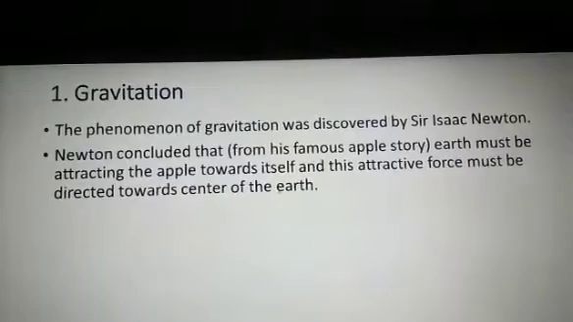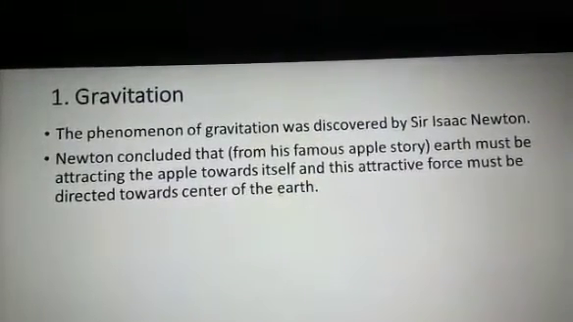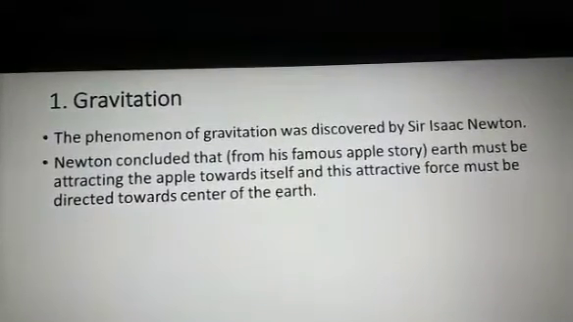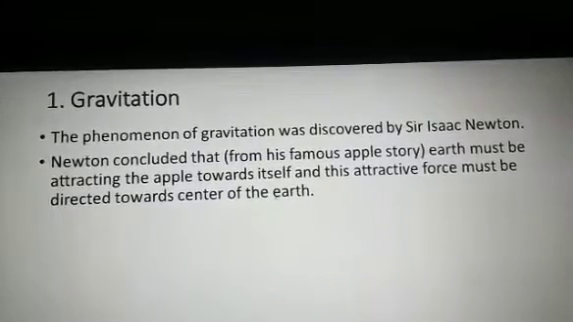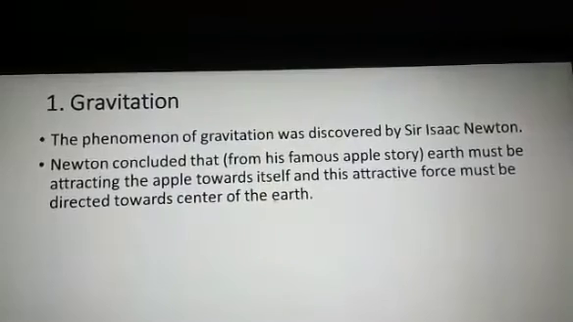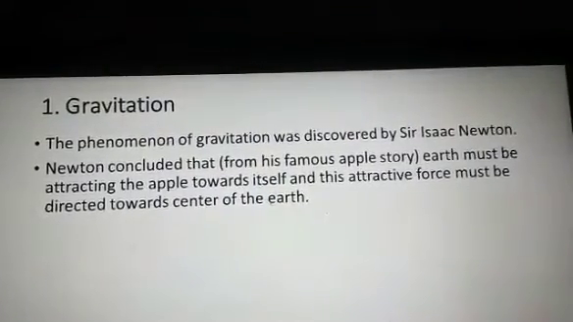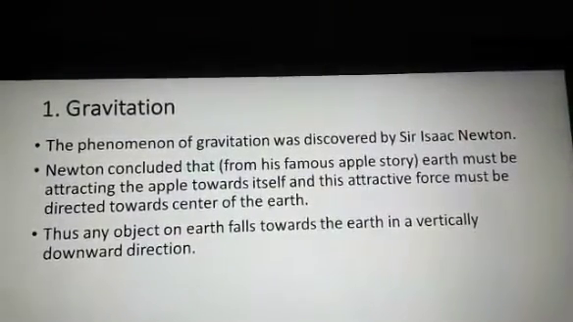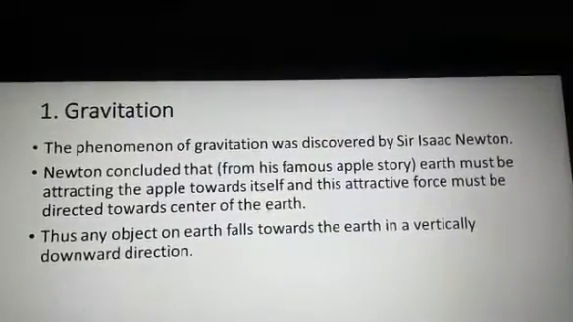Sir Isaac Newton was sitting under a tree in a garden and an apple fell down, and Newton thought, why did the apple fall down, why didn't it go up? And from here the study of gravitation started, and from his experiment Newton concluded that the Earth must be attracting the apple towards itself, and this attractive force must be directed towards the center of the Earth. Thus, any object on Earth falls towards the Earth in a vertically downward direction.